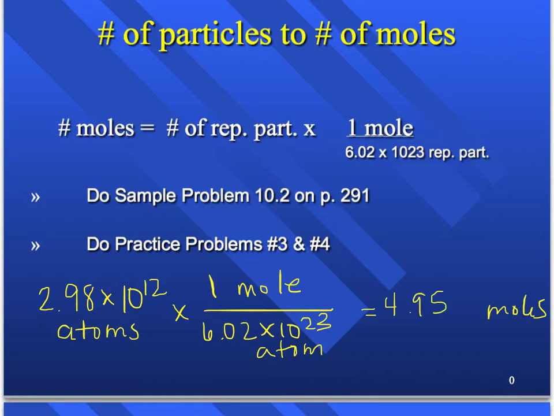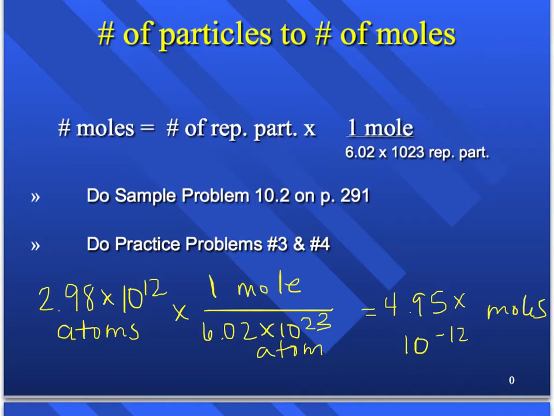4.95, and not quite there yet. Let me figure out my decimals here. I've got to count over my zeros. Give me a second. It looks like it was over about 12 spots. So our final answer here is that 2.98 times 10 to the 12th atoms is equal to 4.95 times 10 to the negative 12th moles.